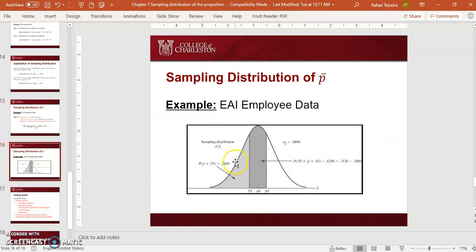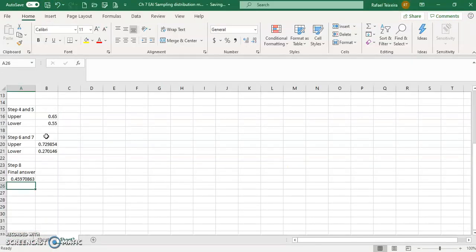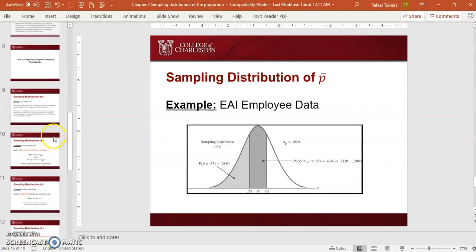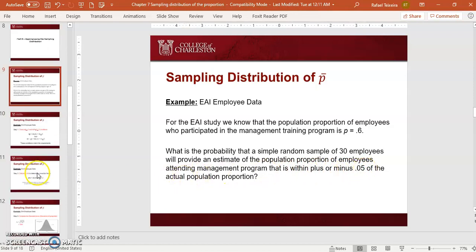This is the probability we think. This comes from the book. Here the final number is a little bit different because we're using Excel and the book's probably not using Excel. So, okay, this is how you answer the problem of the probability that a sample of 30 employees will provide an estimate of the population proportion within plus or minus 0.05 of the actual population proportion, okay?